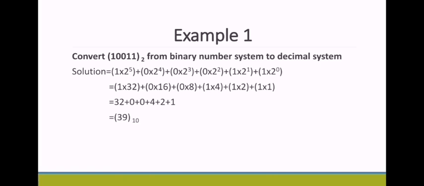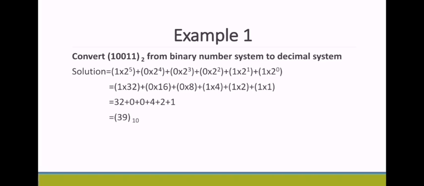Now I'll multiply the numbers. 2 raised to power 5 is equals to 32. So 1 into 32. Then 2 raised to power 4 is 16. So 0 into 16. 2 raised to power 3 is equals to 8. So 0 is multiplied with 8. 2 raised to power 2 is equals to 4. So it is multiplied by 1. 2 raised to power 1 is equals to 2. And 2 raised to power 0 is always equals to 1.